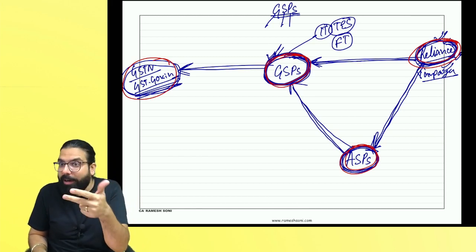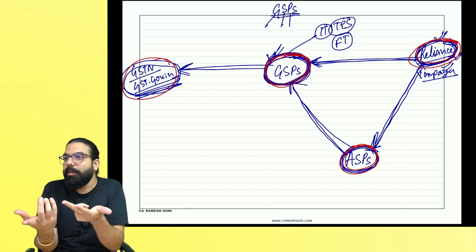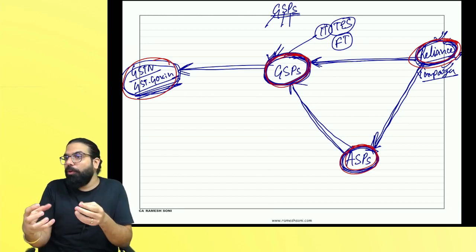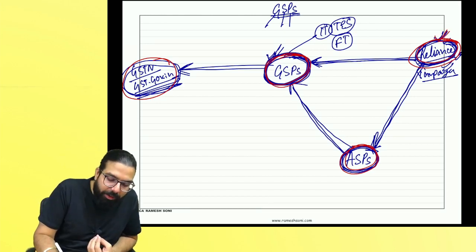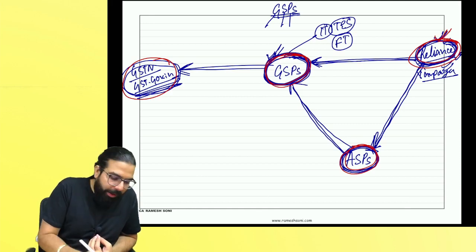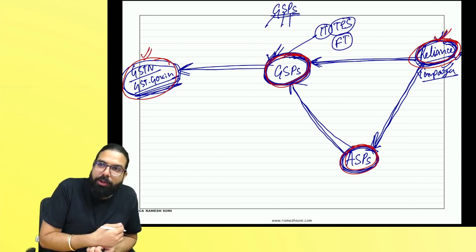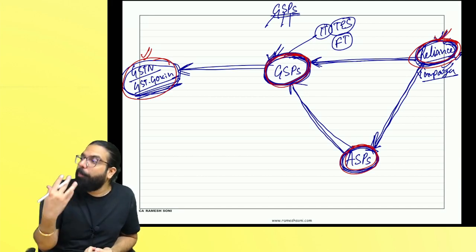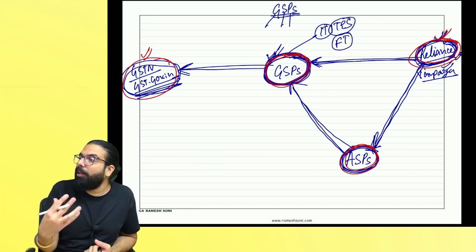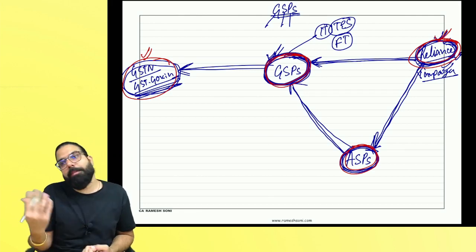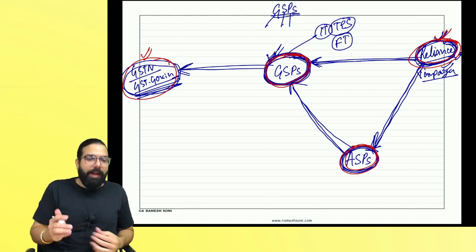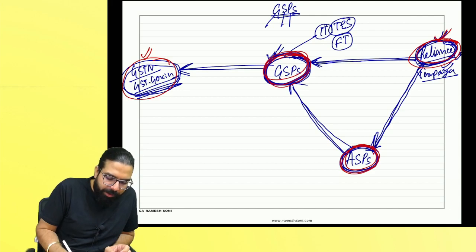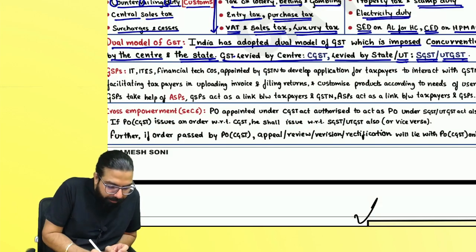GST Suvidha Provider. Suvidha means ease. They make ease. Yes or no, everyone? Now, what they are doing is, they take the data from their software and push it directly to the gst.gov.in. Don't you think they are helping taxpayers in filing their returns, uploading the invoice related details? So that is a major work of the GSP. And GSPs also take the help of whom? ASPs.